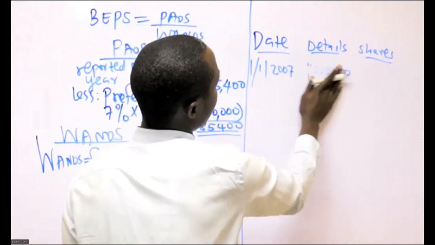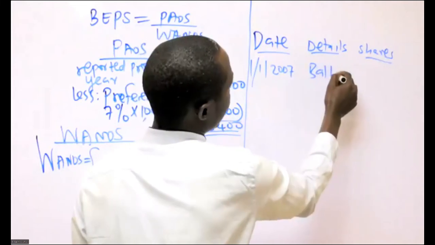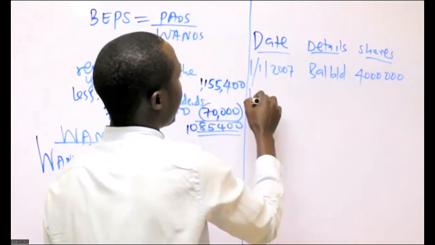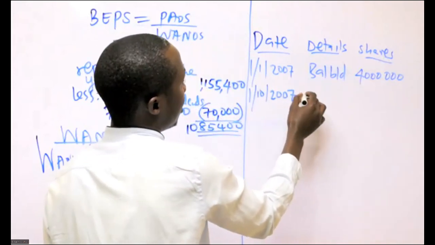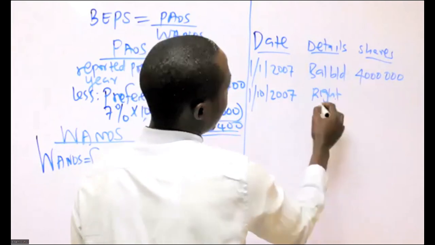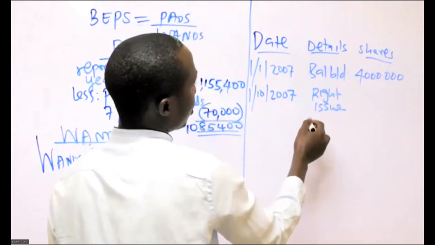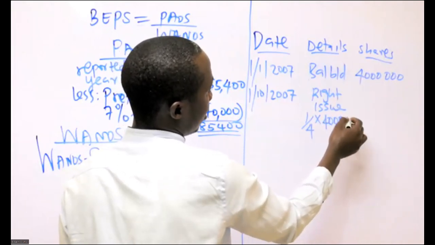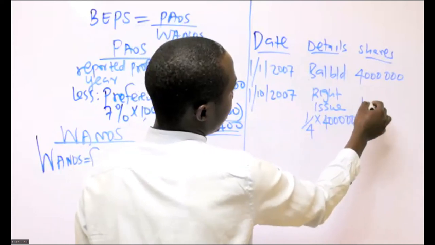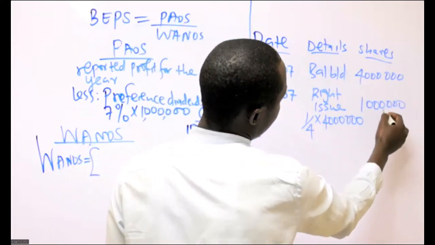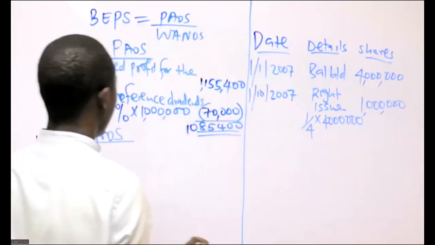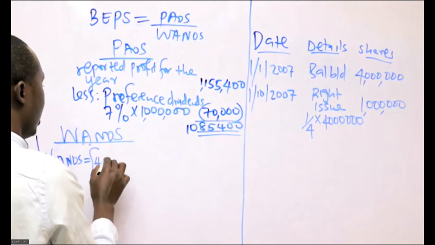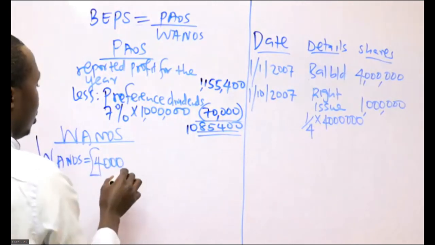So the details is balance brought down. So the shares is 4 million. Then, 1st October 2007, rights issue. In which proportion? 1-for-4, based on the shares they have. So meaning that here it's 1 million. When you come to your formula now, it's easier. Ordinary shares before rights issue is 4 million. You say 4 million.